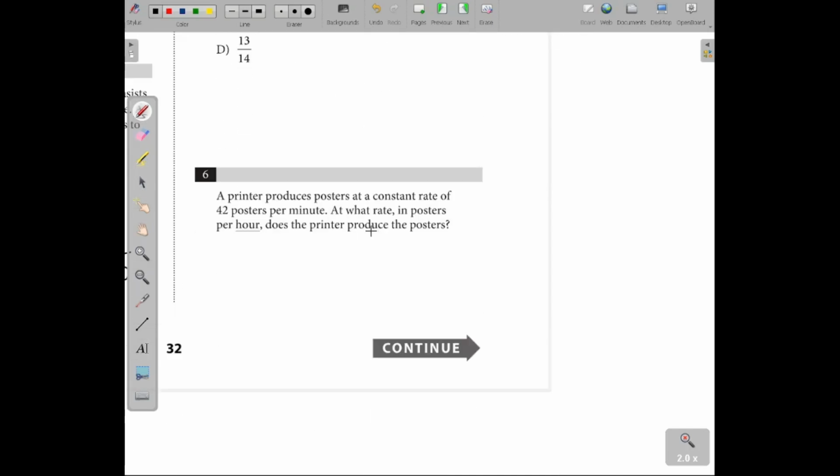Number 6. A printer produces posters at a constant rate of 42 posters per minute. At what rate in posters per hour does the printer produce the posters? So we need to find how many posters per hour this printer produces, and we know that it produces 42 posters per minute.